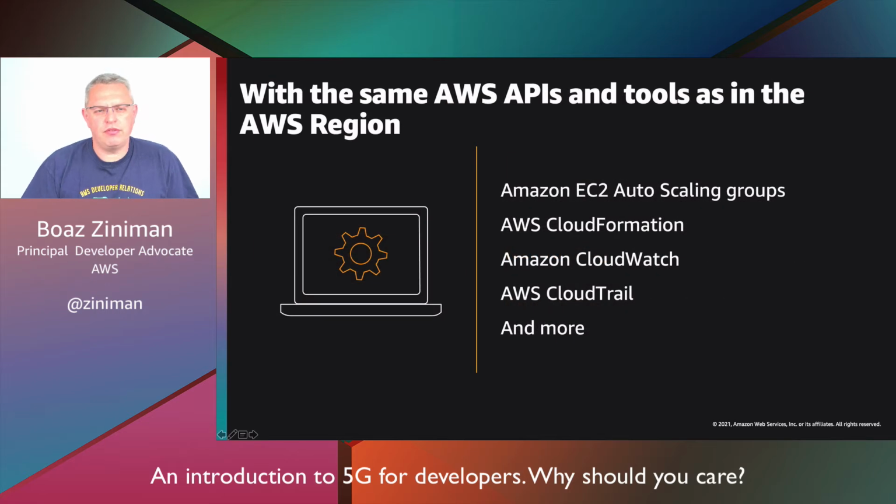In addition to that, you can use all the AWS APIs and tools that you're familiar with in the region, such as EC2 Auto Scaling groups or CloudFormation to deploy your application, and of course CloudWatch and CloudTrail to track every API call that is being made to your infrastructure, and many, many more. And this is part of the ease of use of Wavelength, that all the components you're using there are very, very familiar, and most of them are something that you already used before.